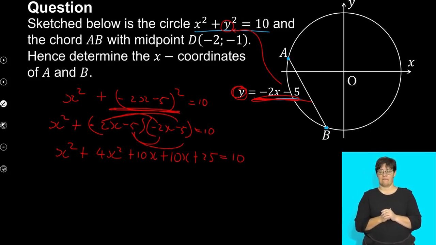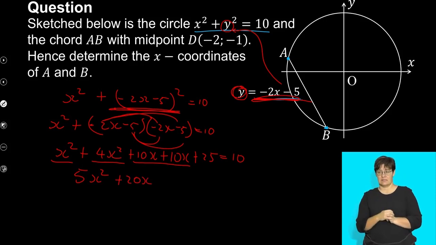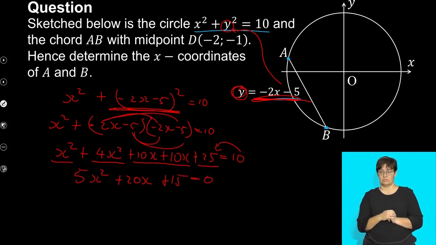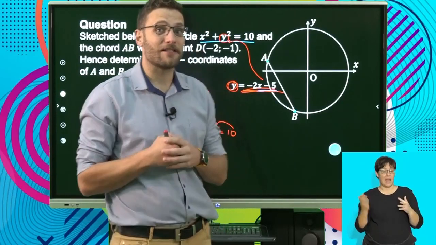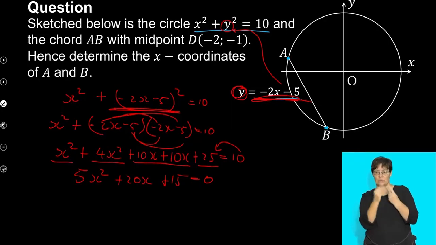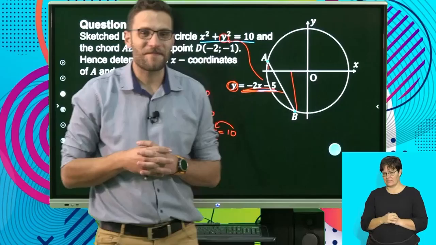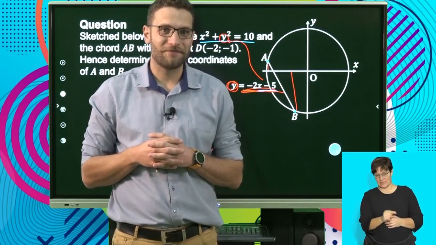And I'm going to collect like terms, so there I'm going to get 5x squared, plus 20x. I'm going to take that 10 to the other side, and I'm going to get plus 15 is equal to 0. And I'm going to leave the question there. You guys can solve it on your own at home in the ad break that's to come. I want you to solve for me what the x values for A and for B are. So we're going to go to an ad break now, and we'll see you guys soon.